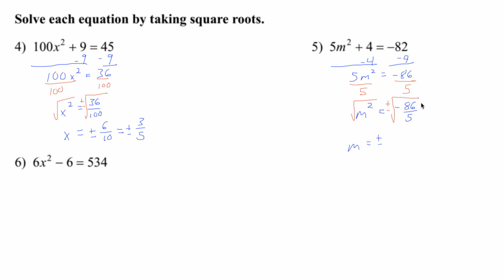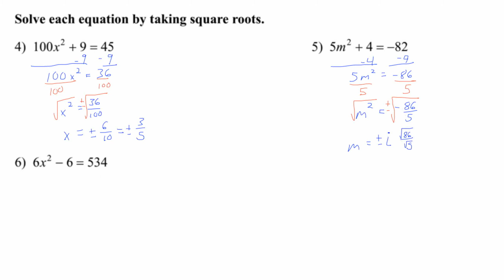Now we have the square root of a fraction, so we have a couple things we want to work with here. We have a negative under a square root, so that means we are going to have an i as part of our answer. So we're going to bring out the negative. It's really bringing out a square root of negative 1, and we write i. And then we're going to think of this as the square root of 86 over the square root of 5.